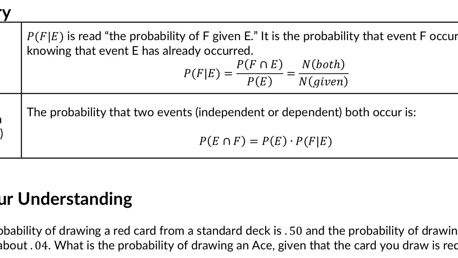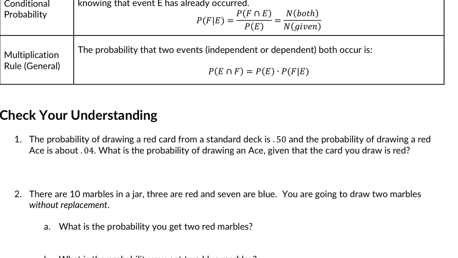You're multiplying the probabilities together. It's just that if it's independent, go for it. If it's dependent, pause and make sure you're using the correct conditional probabilities for the second thing. Are we ready to try some example problems?